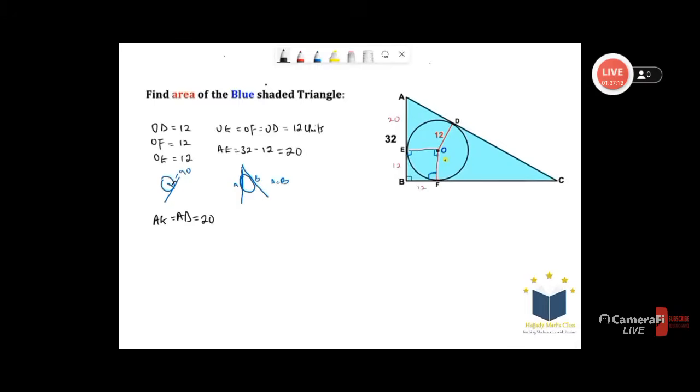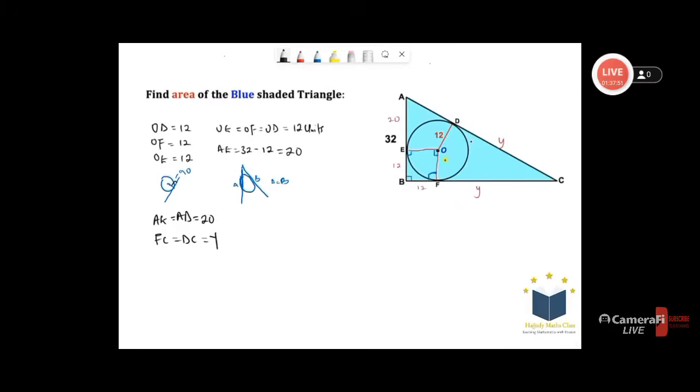Then also, using the same approach, the congruent tangent theorem, FC and DC must be the same. Since that is unknown, we can assume that to be Y units and also Y units. That is, we have FC equals DC, which is the same thing as Y units, which is unknown.